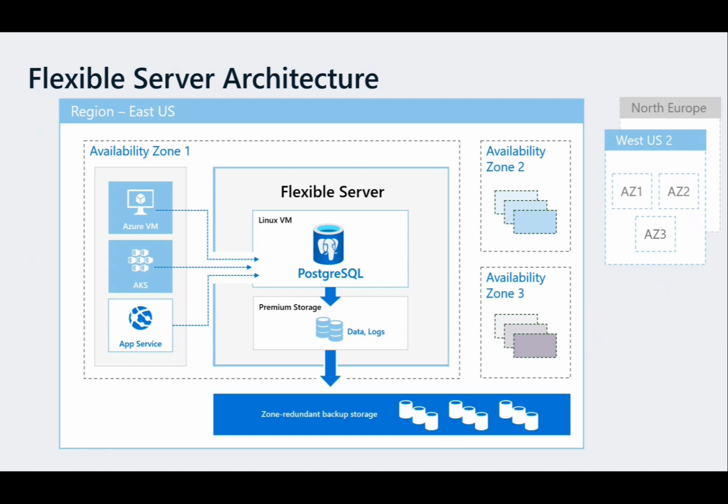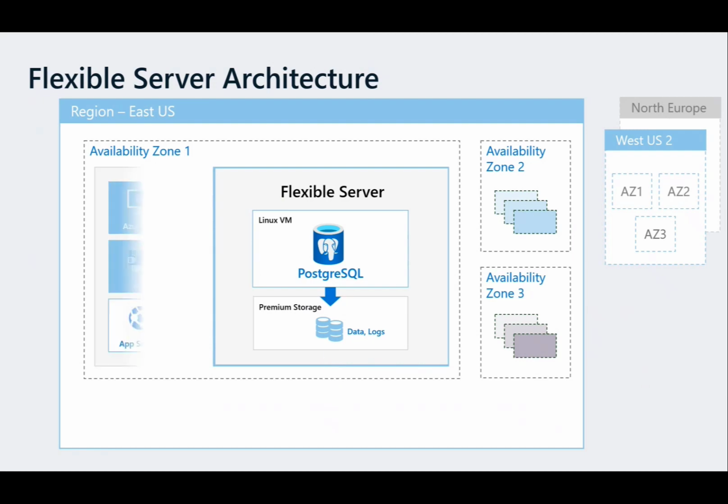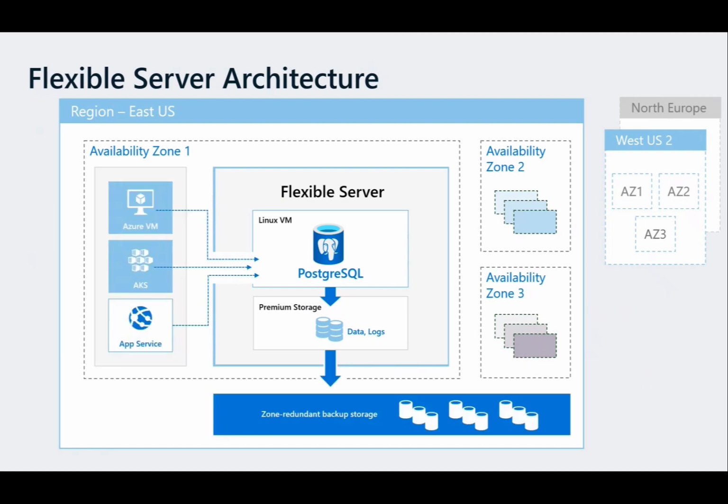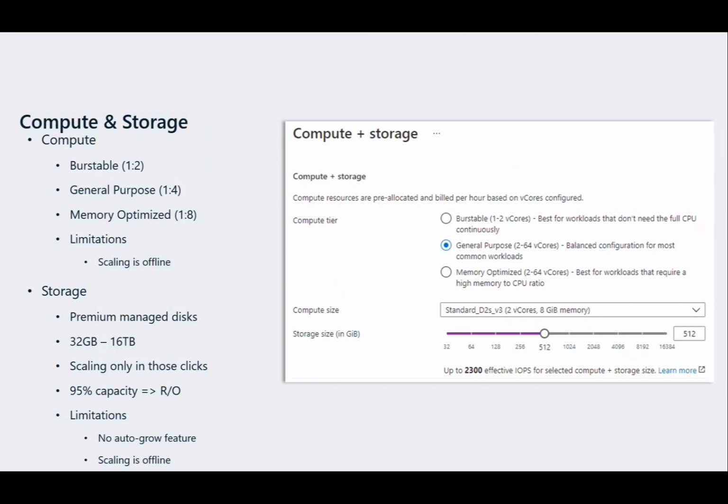And then we allow you to do a zone redundant backup. So if the zone fails, not just your server, by default, if the zone fails, your backup has a copy in a different zone. So that is by default what gives you those capabilities of dedicated hardware and zone redundancy.